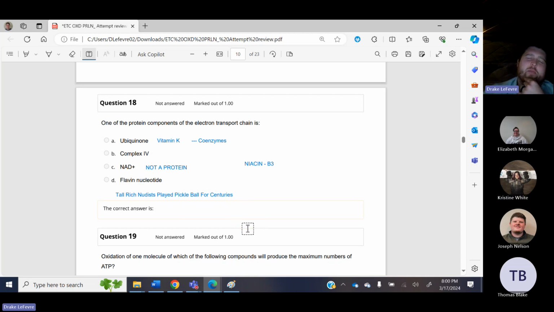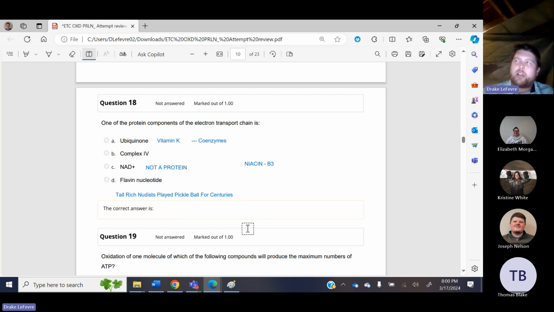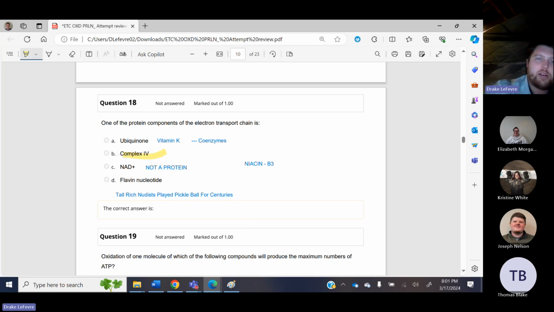You want to know these pretty well for Biochem 2, as well as Tri 4 or Tri 5. You have a clinical nutrition class that hits vitamins really hard, and then boards as well loves vitamins. And then flavin nucleotide, riboflavin, B2, that's our FAD. So complex 4 is the only one that's actually a protein.